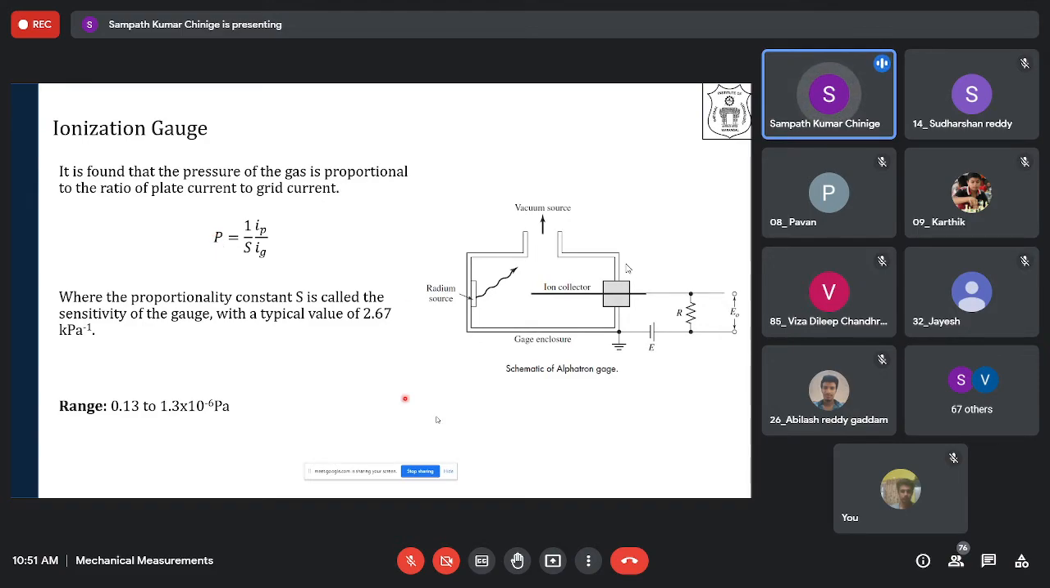There is another interesting gauge, which is based on the nuclear reaction, called the alphatron gauge. This is the schematic of the alphatron gauge. Those who are interested, just go through it. Stopping at this point may not be required for the exam; it will not be there. So these are the three instruments which are widely used for pressure measurement.